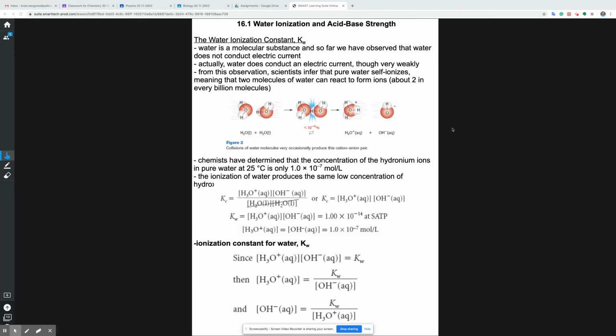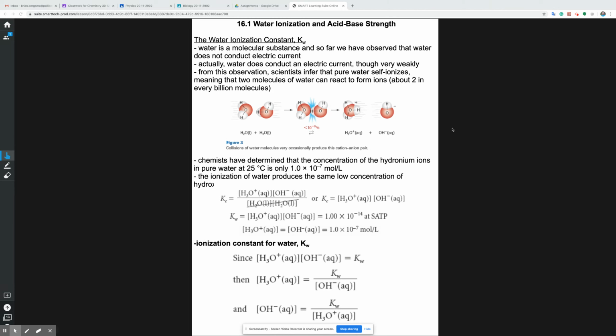So water is a molecular substance, and so far we have observed that water does not conduct electrical current, but in fact, water does conduct a small amount of electrical current. Okay, from this observation, scientists infer that pure water self-ionizes, meaning that two molecules of water can react to form ions. Okay, but it's really not very common. So about 2 in every billion molecules will actually form these ions.